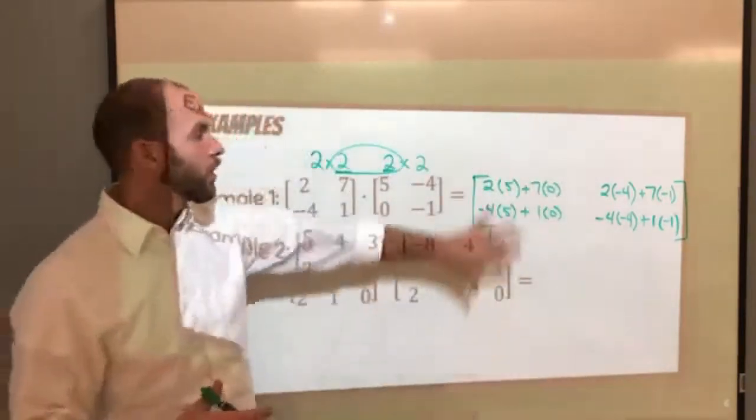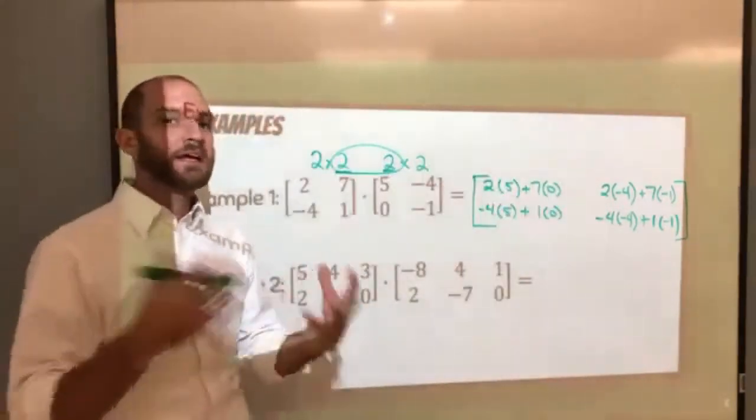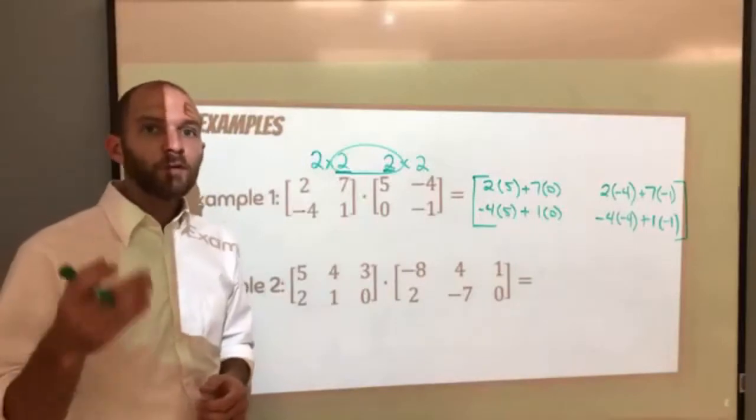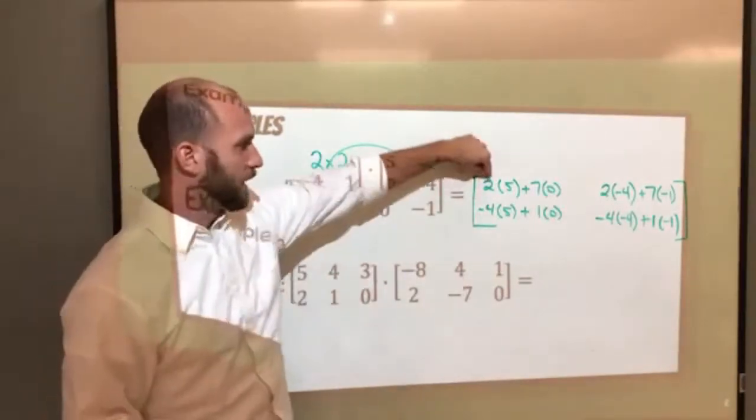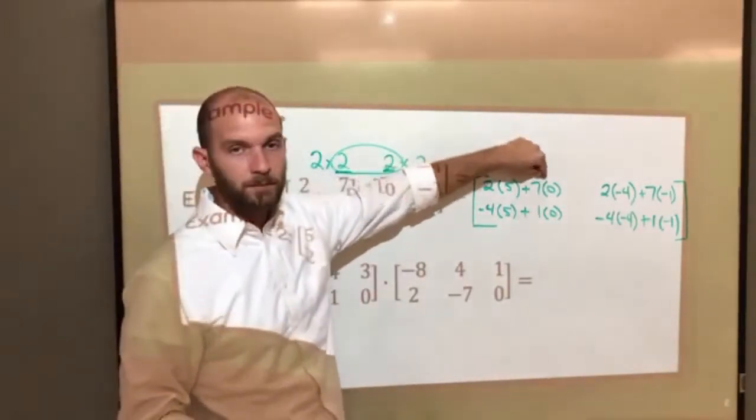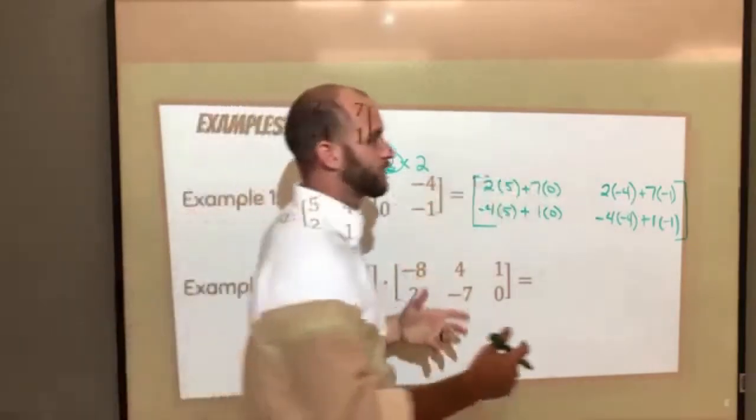Now at this point we've got our matrix all set up. We just have to multiply and add. Be careful with your signs. 2 times 5 is 10 plus 7 times 0 is 0. 10 plus 0 just gives us 10.